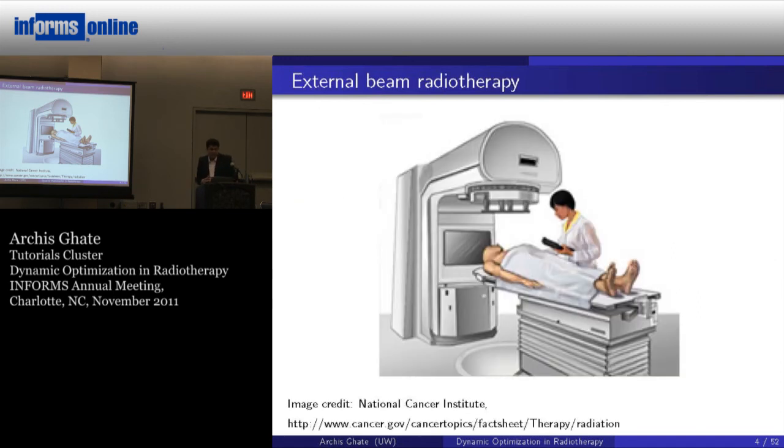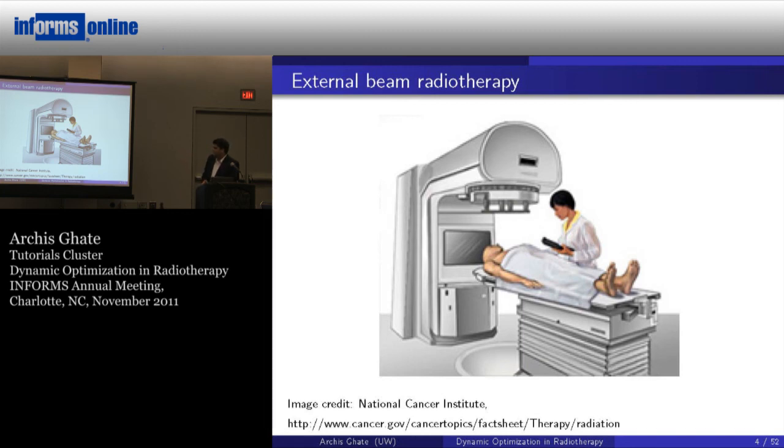So the talk today is going to focus on one particular kind of radiation therapy, which is external beam radiation therapy. And as the name suggests, you can guess that that basically means that the radiation beam is going to come from outside the patient's body. So that's what external beam means.